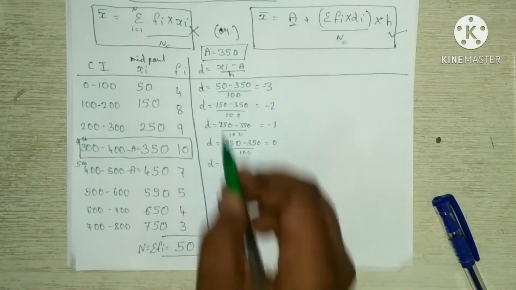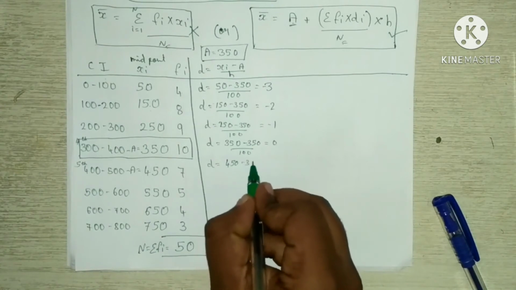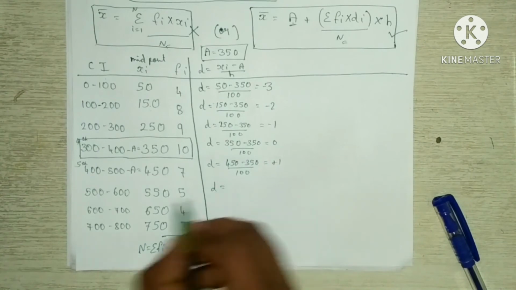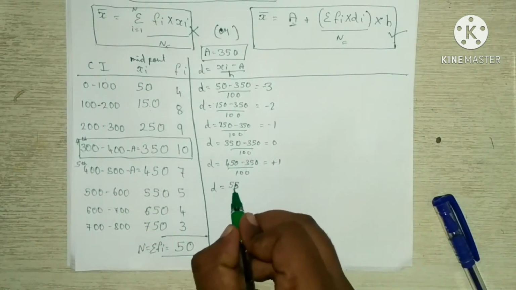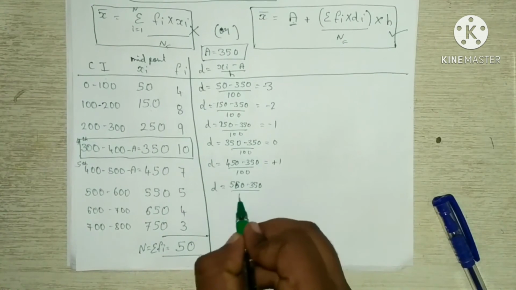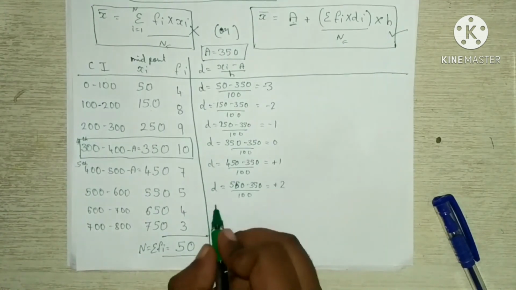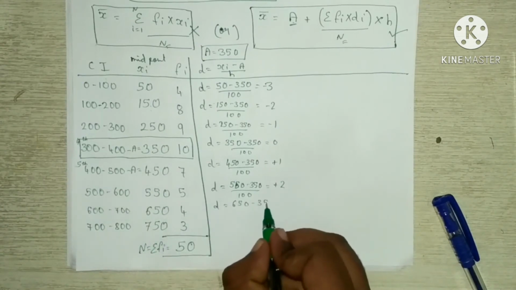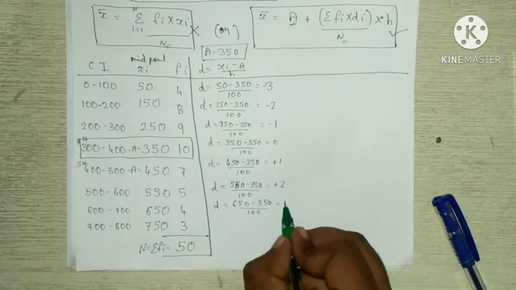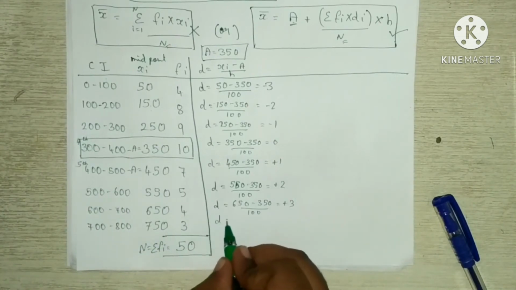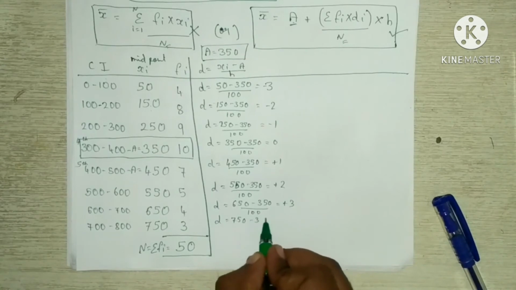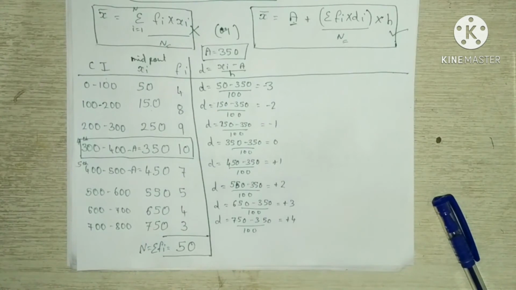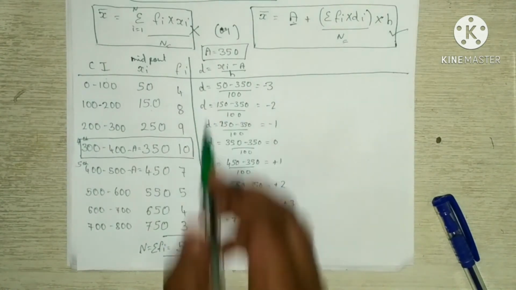Next, 450. D is equal to Xi, 450 minus 350 by 100. You will get plus 1. Then 550 minus 350 by 100. You will get plus 2. Then D is equal to 650 minus 350 by 100. You will get plus 3. Next 750, D is equal to 750 minus 350 by 100, which is plus 4. Okay, you have got D.